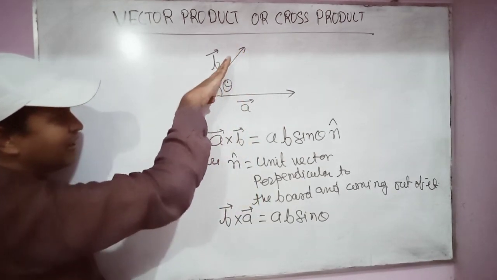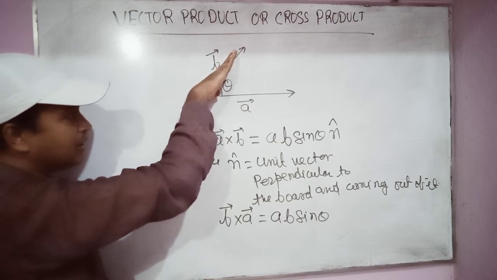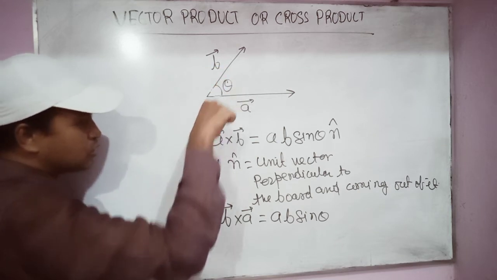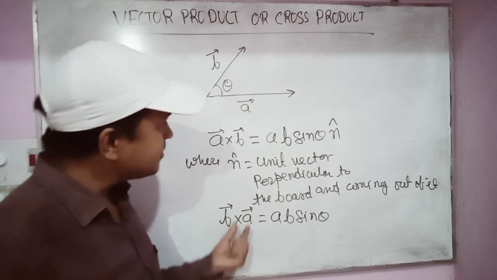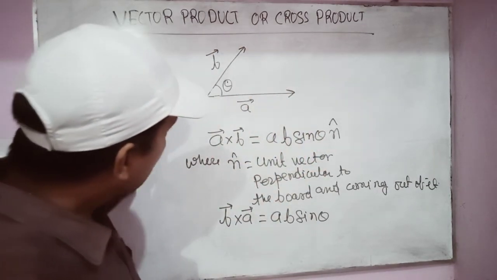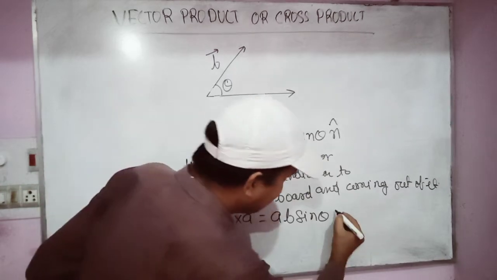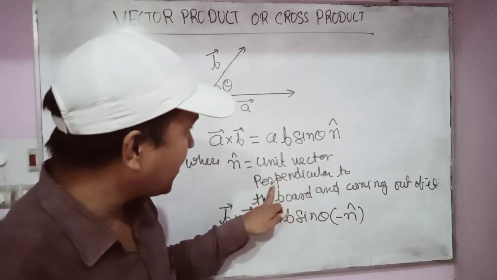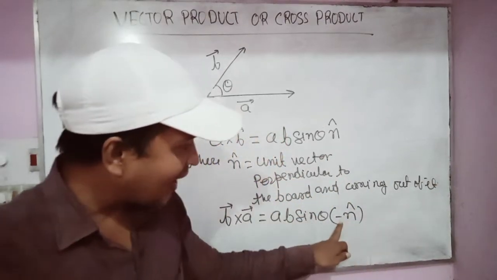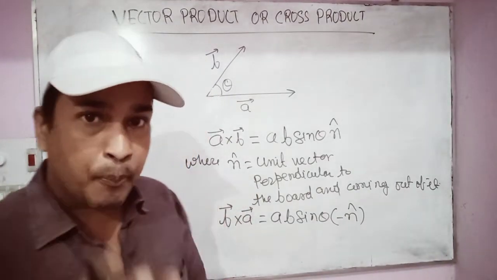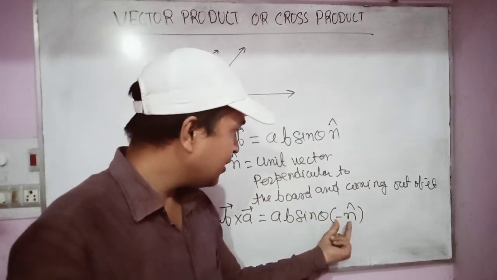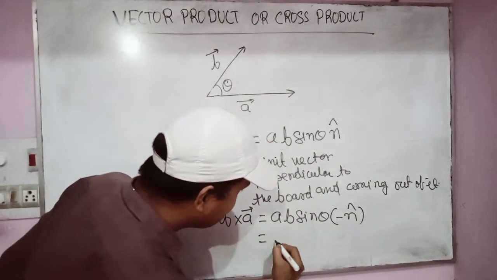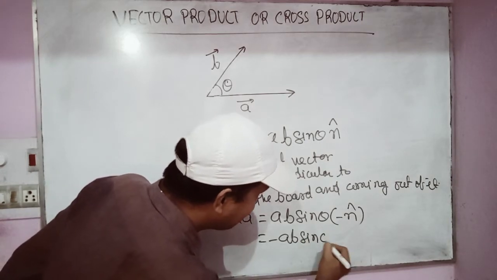You can see that when I align these four fingers along B and curl them towards A, then my thumb points into the board. So the direction of vector B cross A is perpendicular to the plane of the board and going into the board. That is, it is minus n cap, because n cap is a unit vector perpendicular to the board and coming out of it. So minus n cap has the direction opposite that of the n cap. So that is going into the board and perpendicular to the board. So we can write it as minus AB sin theta n cap.